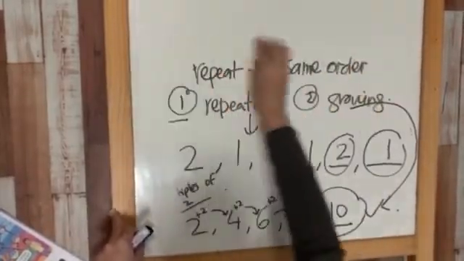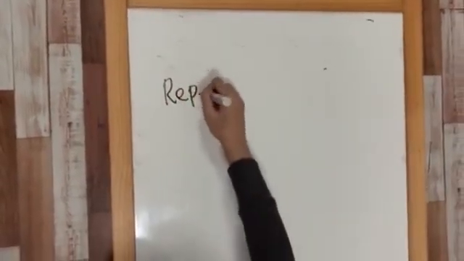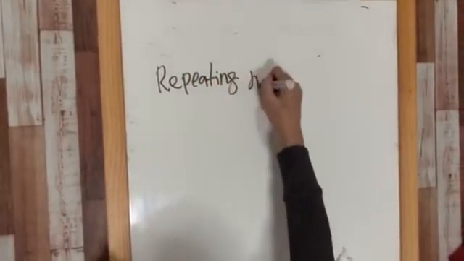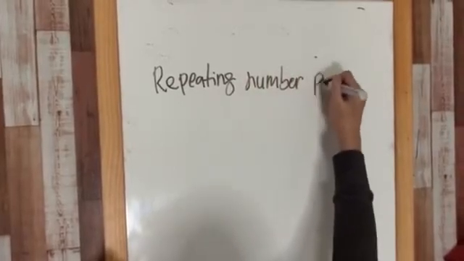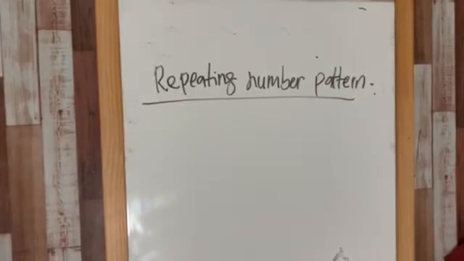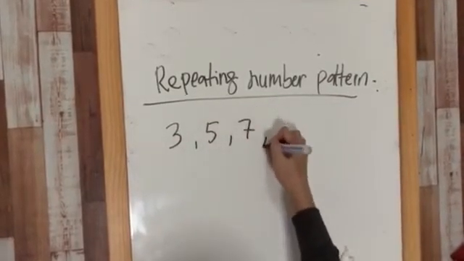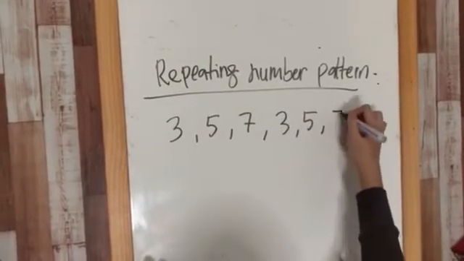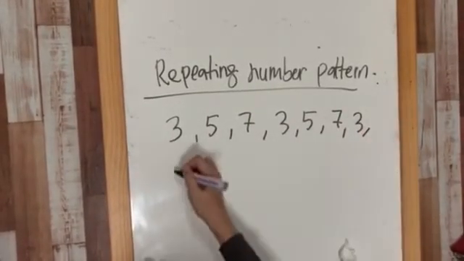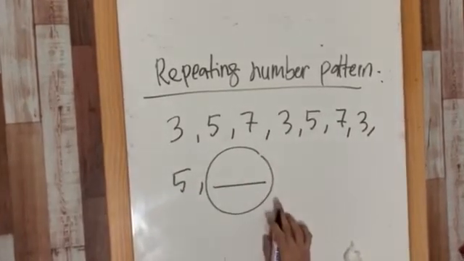If you're still confused, I will give you another example. Okay, so we're just doing a repeating number pattern first. I'm giving you 3, 5, 7, 3, 5, 7, 3, 5. So can you guess what is the number here?